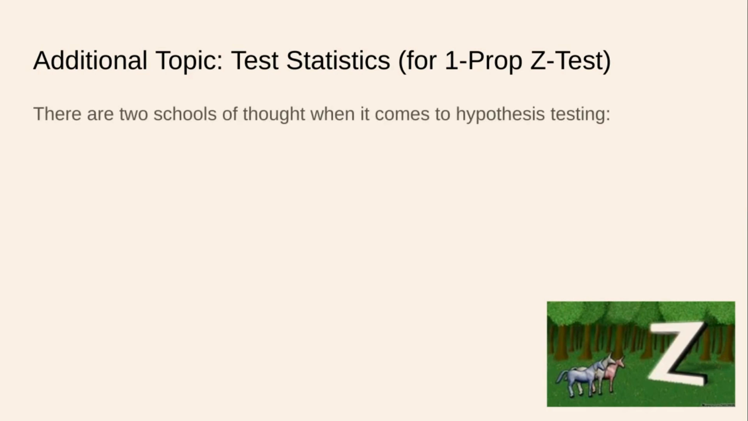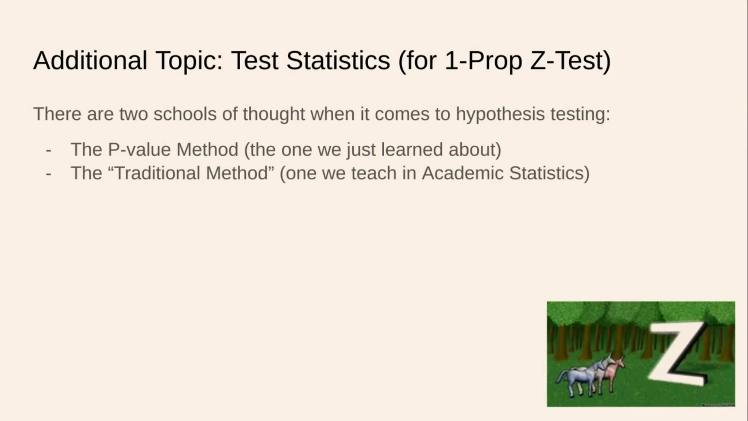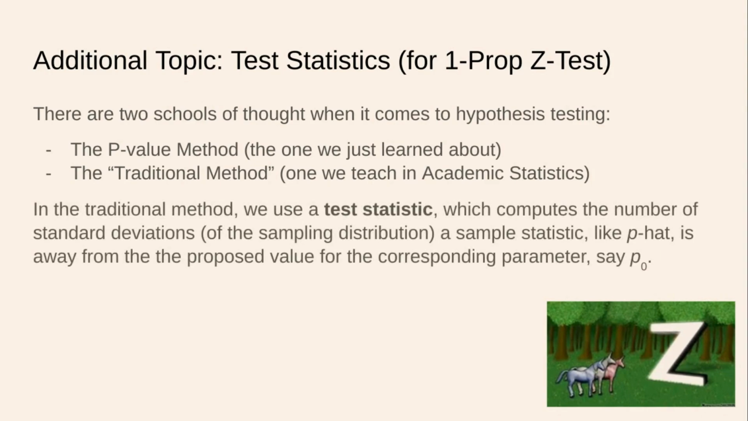So there are 2 schools of thought when it comes to hypothesis testing. There's the p-value method, which is the one that we just learned about in the last chapter. And then there is what you might call the traditional method. At least that's what it's called in the other statistics class that I teach. That second method employs something called a test statistic. And that computes the number of standard deviations, for whatever sampling distribution we're using, that a sample statistic, like p hat, is away from the proposed value for the corresponding parameter, say p sub 0.